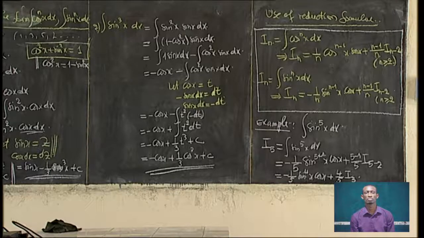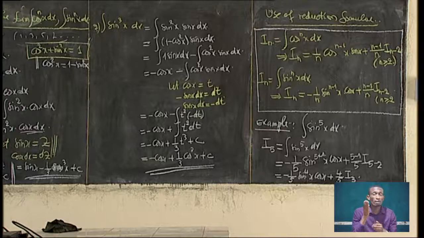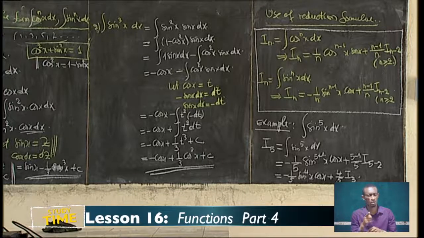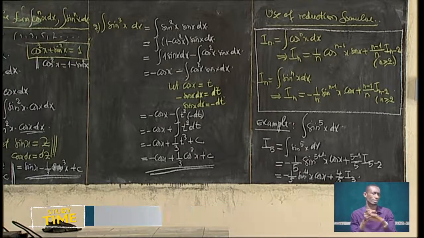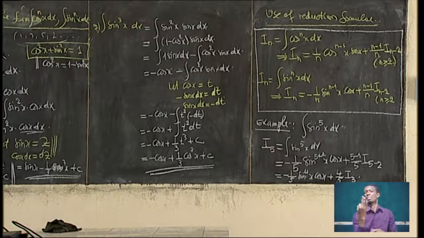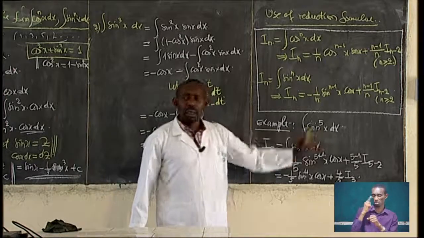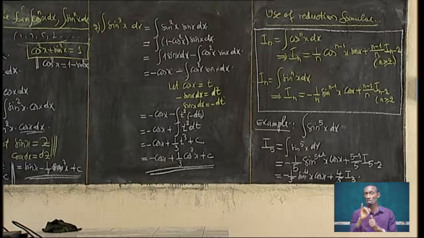You have to be careful when you use that formula, because with one mistake, you can't get the answer. So we have to be careful on that. So I_3 is equal to the integral of sine cubed x dx. As we deal with a function with sine, right? So I_3 is this one.